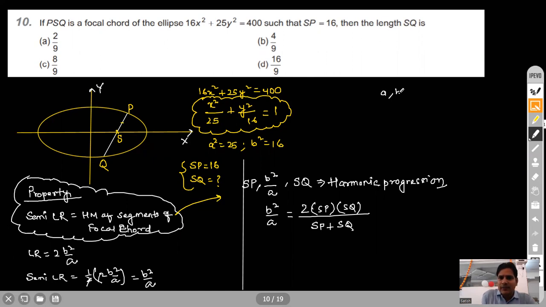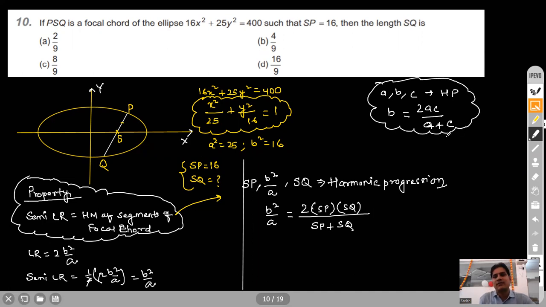So suppose A, B, C is in harmonic progression. What did we used to write? We used to write this B as 2AC upon A plus C. This we have already learned in our sequence and series chapter. So this B is the harmonic mean of A and C, and its value is given as 2AC upon A plus C. Same thing I have written here.